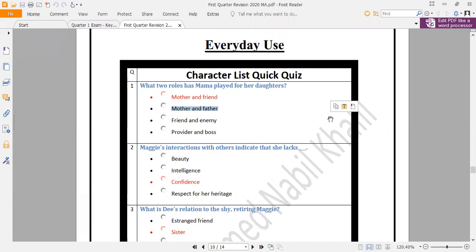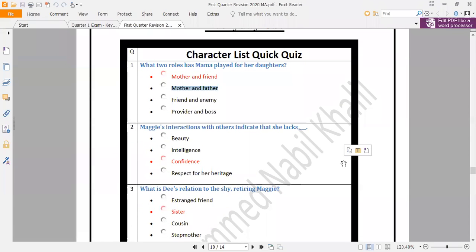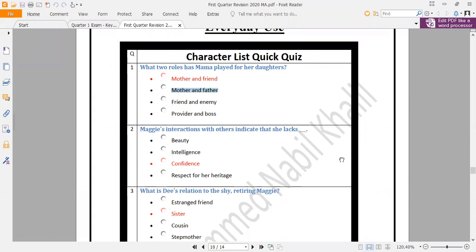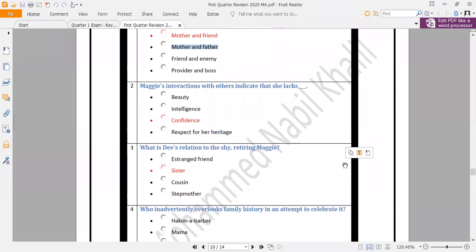Maggie's interactions with others indicate that she lacks confidence. We know that Maggie has some insecurities, and she lacks confidence to talk to other people. She's unable to maintain eye contact, as we've read before. All right. Moving on. That's the next question, number 3.